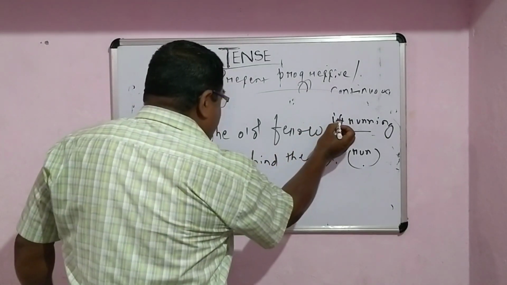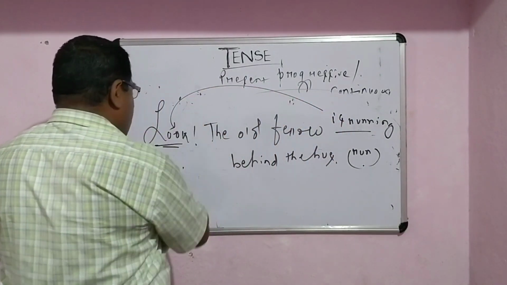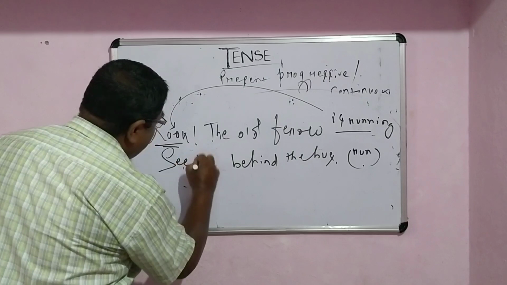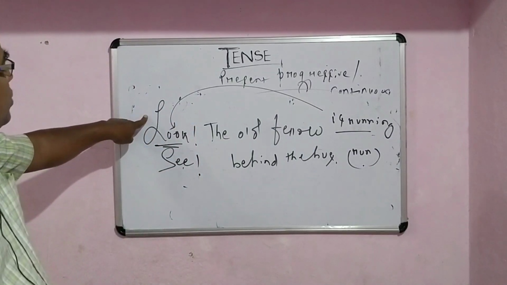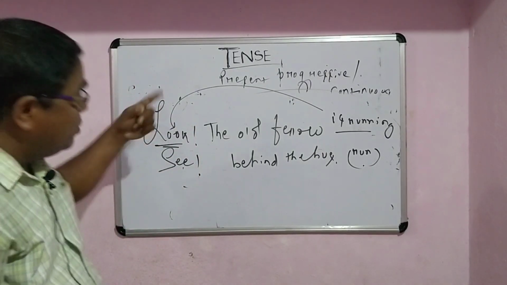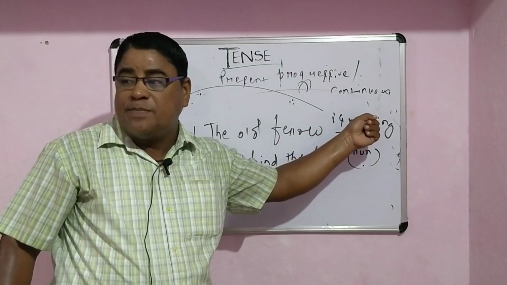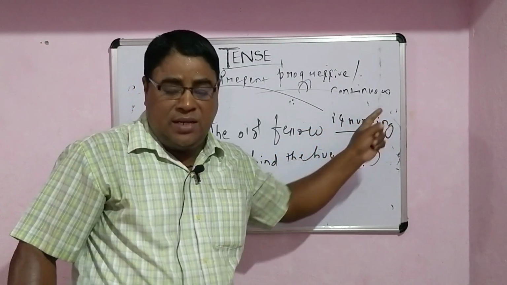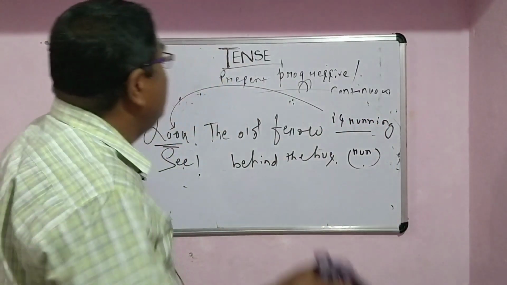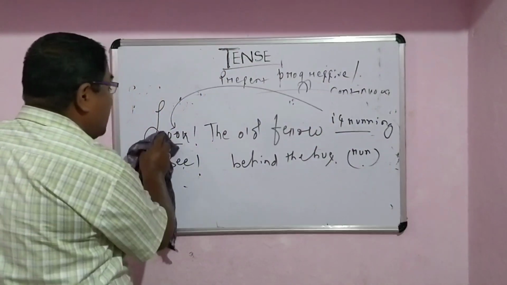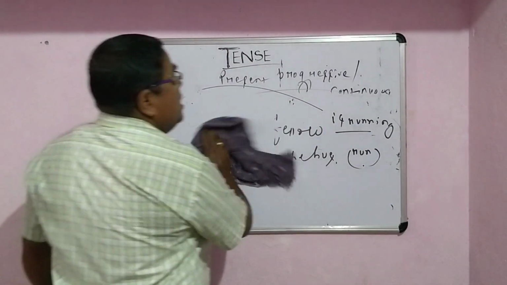So is running, present progressive, goes with the verb look or see. That means when your sentence begins with a verb like look or see, you can also use your present progressive or present continuous. That means is running. Remember that. So you remember these types of adverbs and these types of verbs to make your present progressive.